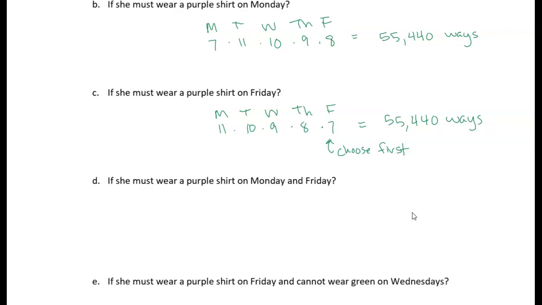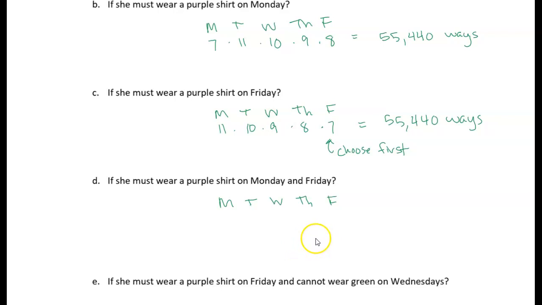All right, next part says that we want to figure out how many different ways that she could choose her shirts if she must wear a purple shirt on Monday and Friday. Okay, so now both Monday and Friday are purple shirt days. So again, I'm just going to list out the different days where I have to make choices. It doesn't matter what order I choose these in, but I do want to deal with the restriction first.